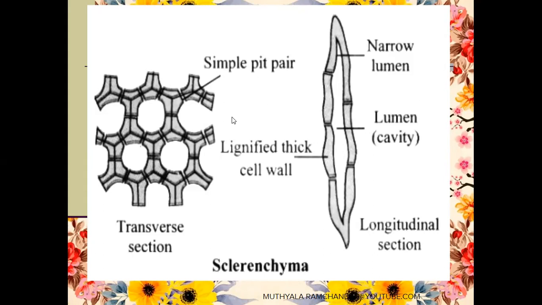Some sclerenchyma cells are of large length. They are called fibers. Fibers and dead cells of sclerenchyma contain simple pit pairs and bordered pit pairs. Simple pit pairs and bordered pit pairs mainly help in the exchange of minerals and food material from cell to cell. This is the overview of sclerenchyma tissue.